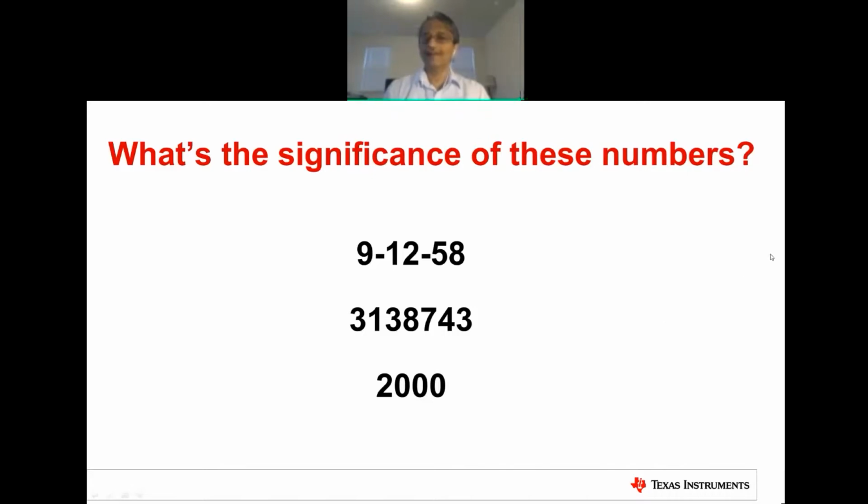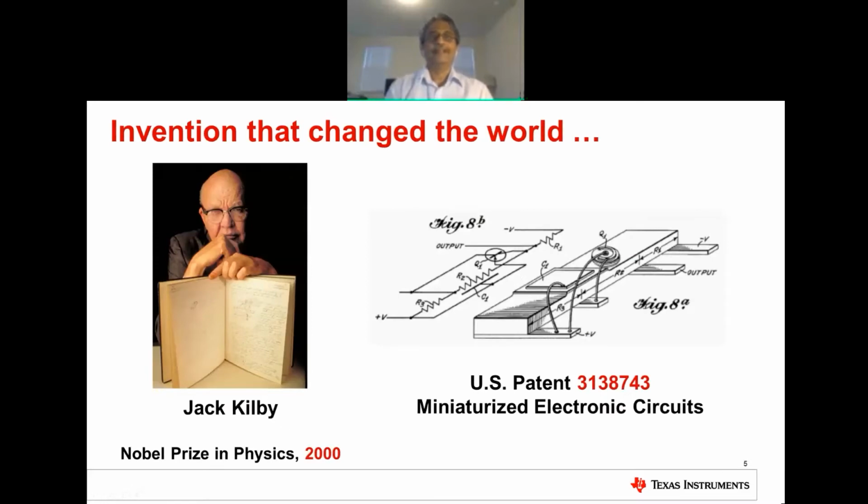Okay, good guess. All right, so I think the significance of this is that 9/12 is the date the integrated circuit was invented. I think we all know 9/11 as a date that in some ways changed the world. And 9/12 also has a similar significance: it is the invention that changed the world. The other number that was there is the US patent on the integrated circuit that was invented by Jack Kilby.